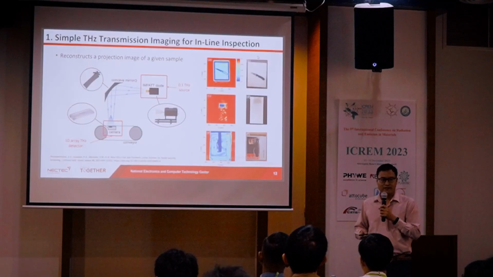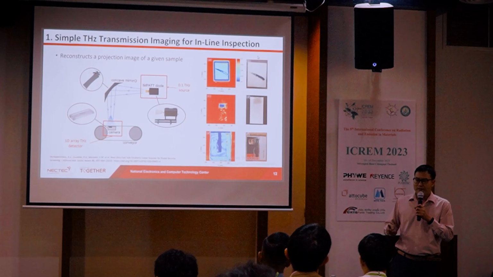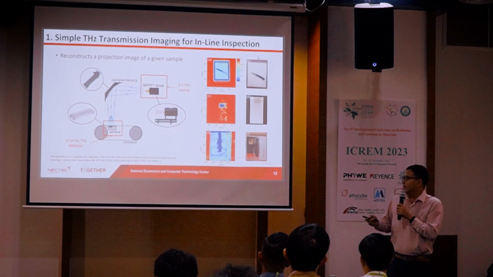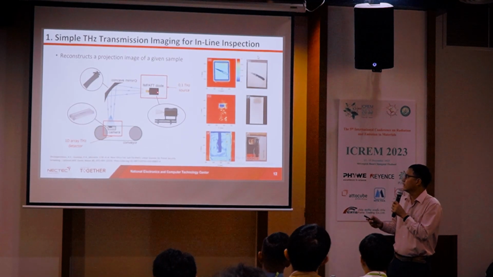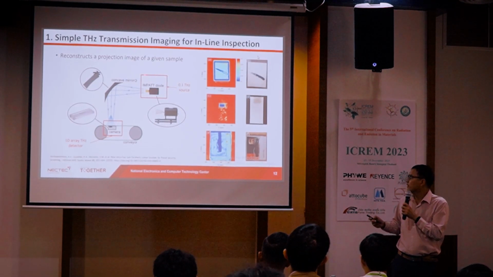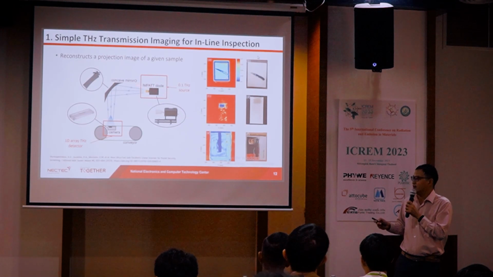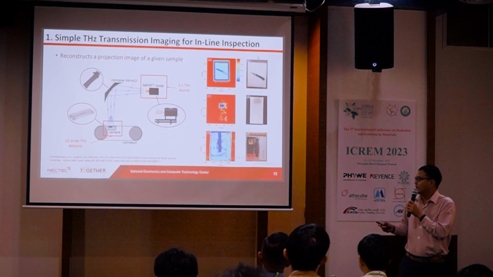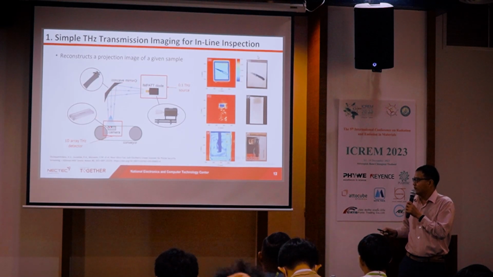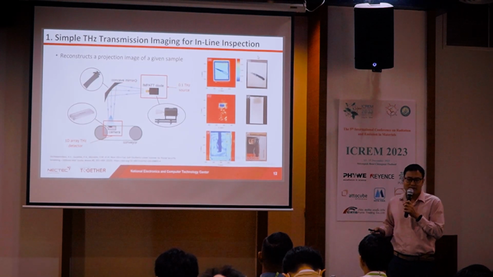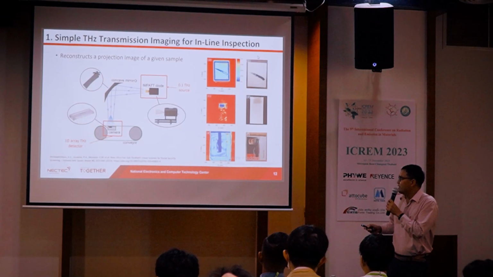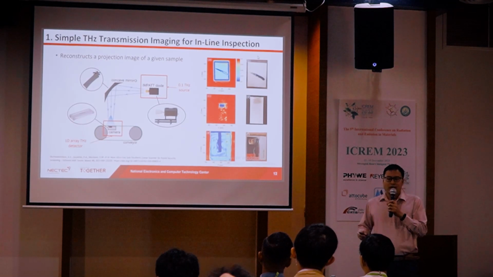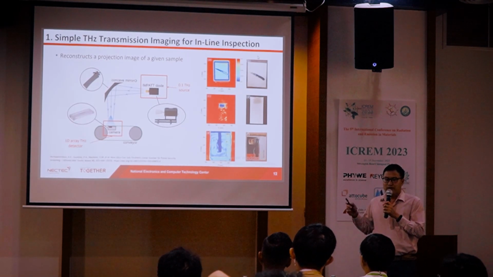So first things first, the very simple imaging setup is done by just having simple transmission imaging. So you have the source that emits the terahertz signal, and the terahertz signal passes through the sample here that is close to the camera. And the remaining signal after passing through the sample will hit the camera. And that's how you detect and create the image.